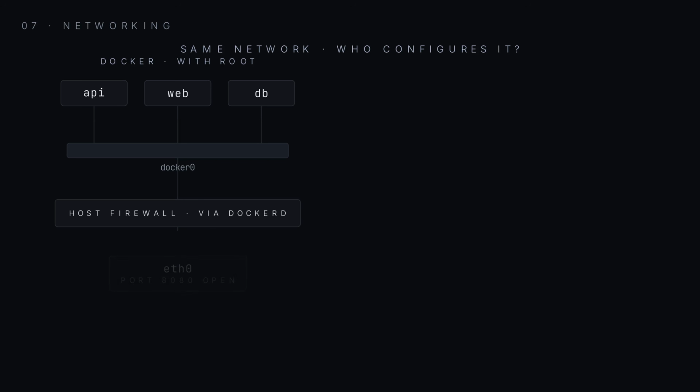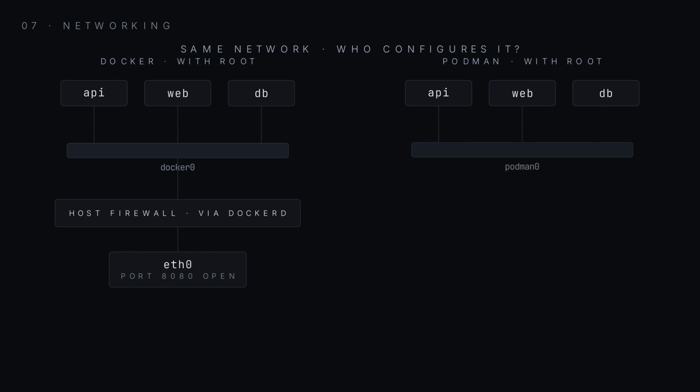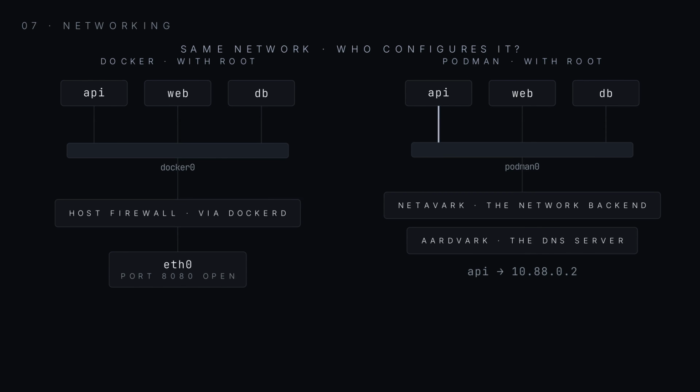Networking follows the same pattern we have seen all along. Both tools ultimately build the same kind of virtual network for your containers. The difference is simply who is allowed to configure it. With root, Docker builds a bridge called docker0 and opens ports by programming the host's firewall directly through dockerd. Podman builds the same shape using its own tools, Netavark and Aardvark, a network backend paired with a small DNS server, so containers on the same network can find each other by name.